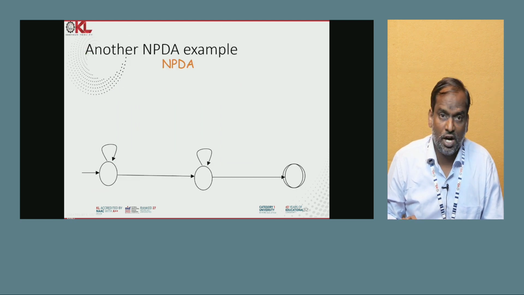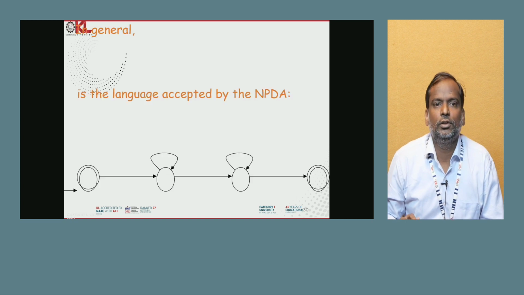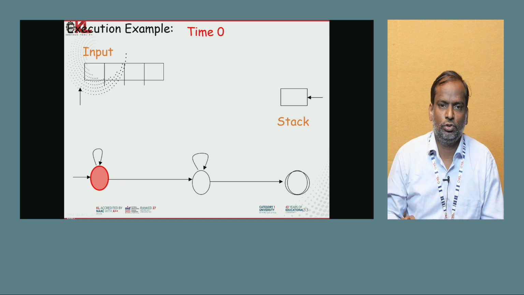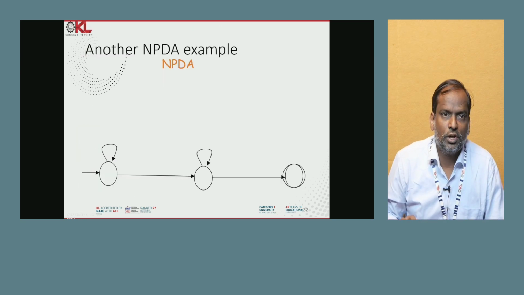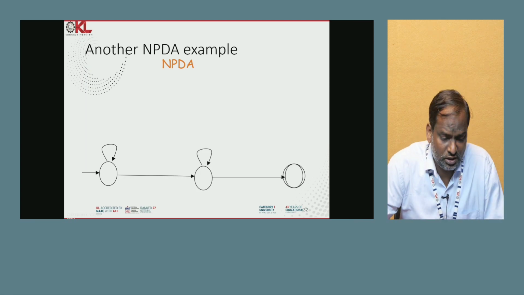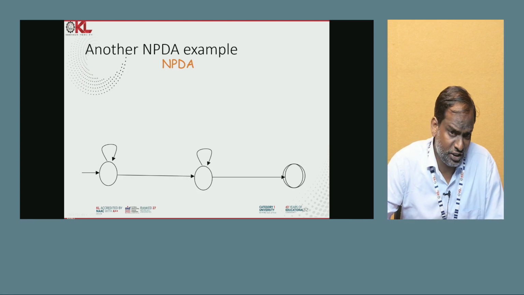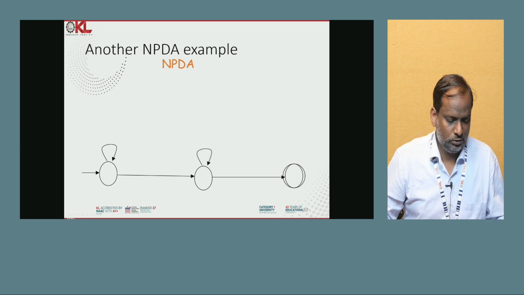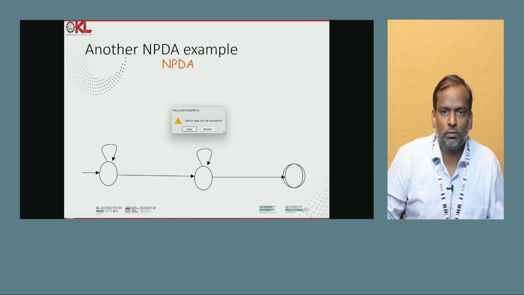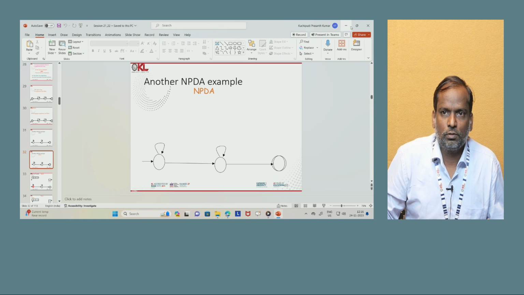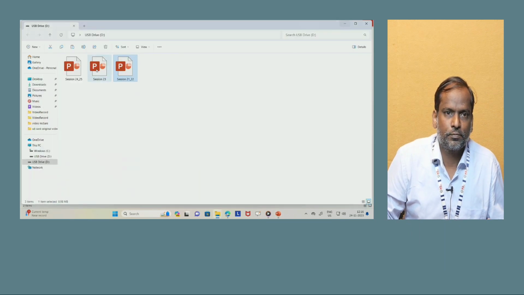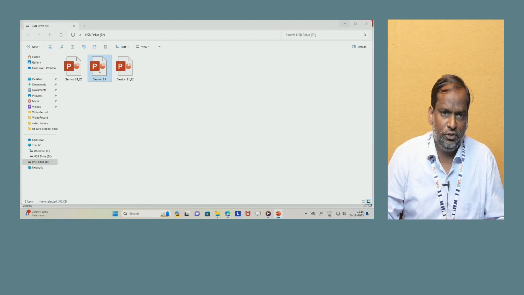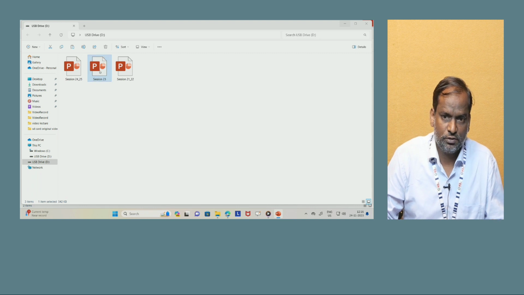Now we will see non-deterministic pushdown automata. Here also it is the same thing. In a non-deterministic pushdown automaton, it will consider the current input and the top of the stack. Based on that it can move to one or more states. Now I will take one more example, another language, and design a pushdown automaton for it.